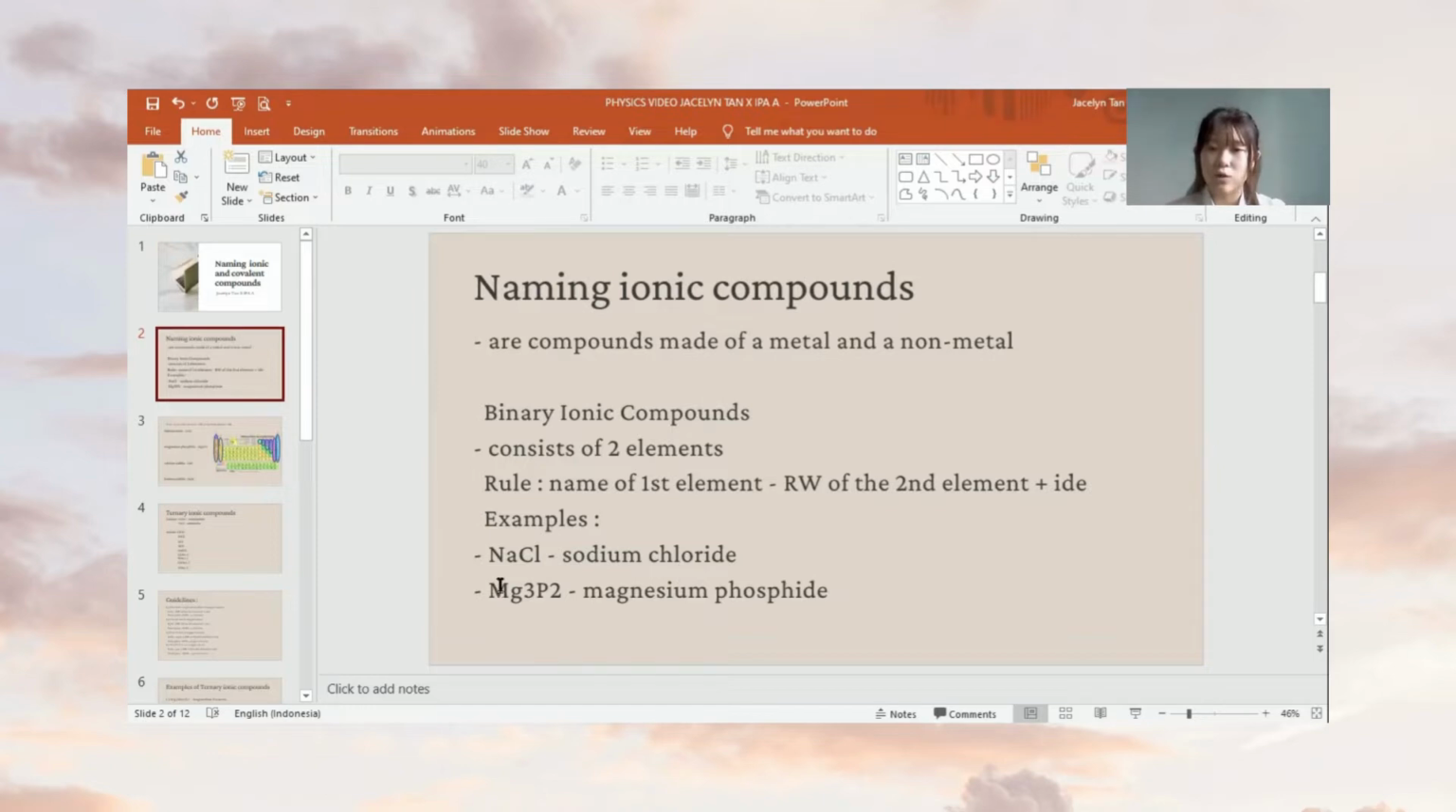Next, Mg3P2. Name of the first element, Mg, which is magnesium, and root word of the second element plus IDE, which is phosphide. So Mg3P2 is magnesium phosphide.